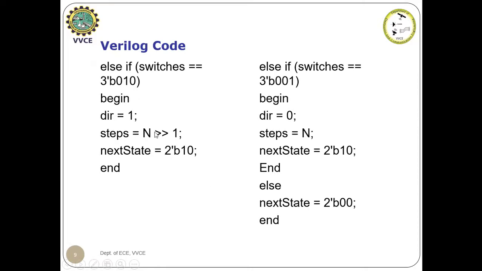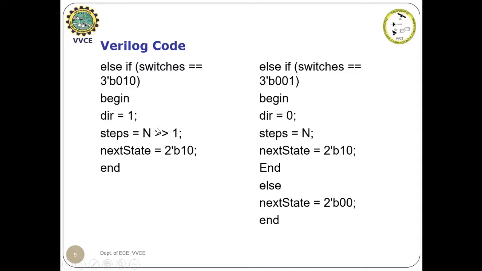Else, again I am testing the condition. If my switch pattern matches with 010, my direction is again clockwise, but the motor should rotate 50% of my count value.